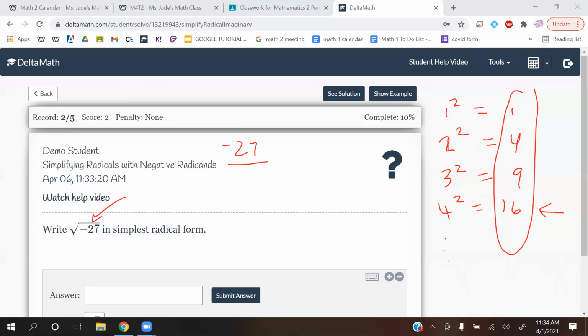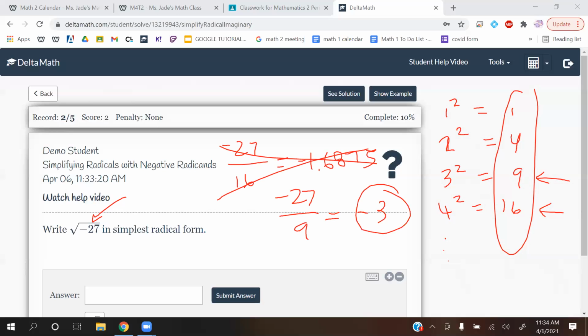So negative 27 divided by 16 gives me negative 1.6875. And that's not a whole number, so this is not going to work. So if you don't know, you just try it, and then if it doesn't work, you just move on to the next number. Let's try 9. So then this gives me negative 3. And now, oh yeah, this is a whole number, so that works. So now we know that 9 fits into negative 27.